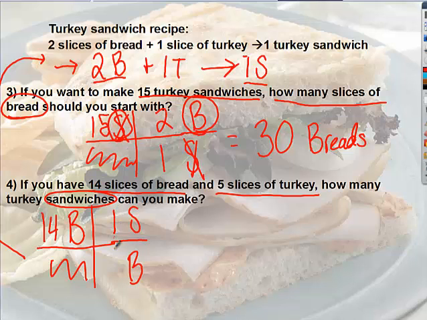Okay, so 1 sandwich, 2 pieces of bread. Bread cancels out, bread cancels out. I'm left with sandwich. So if I put that in the calculator, 14 times 1 divided by 2, I will get 7 sandwiches.